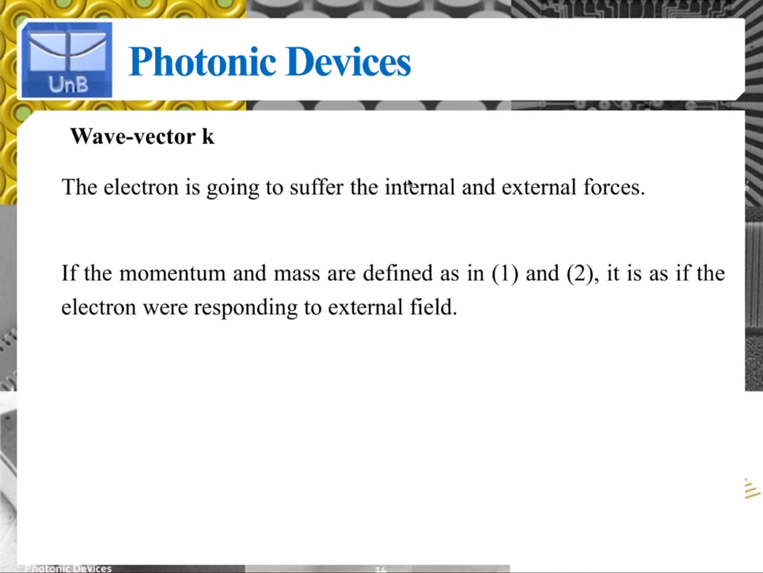So to summarize, the electron is going to be subjected to both the internal and external forces. The internal one being the forces related to the periodic arrangement of atoms, the attractive forces due to the nuclei and so on. But if the momentum and mass are defined as in equations 1 and 2, which we've just done, it is as if the electron were responding to the external field only. So it's as if the electron were a free particle inside the solid, and its momentum and mass were respectively obtained by equations 1 and 2.